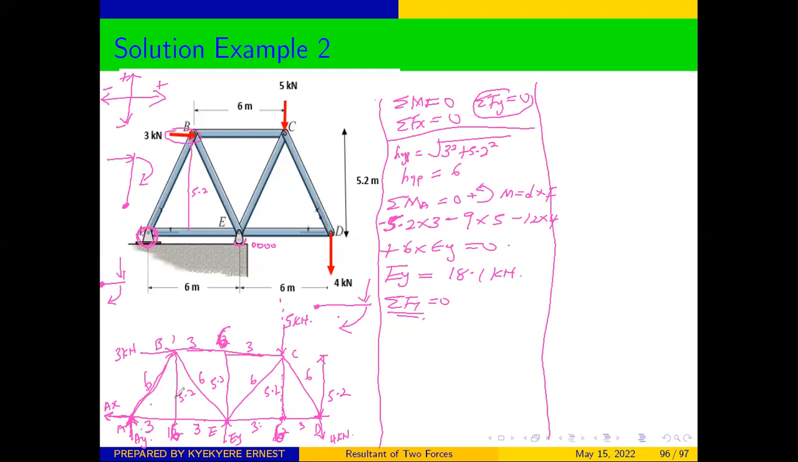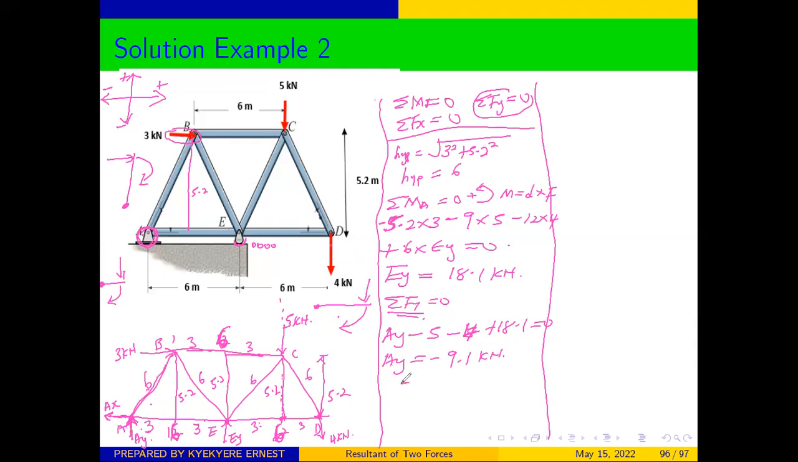Therefore, you can see that AY is moving up, so we have positive AY. This force is coming down, therefore it will be minus 5. This force is down, minus 4. Then we have plus EY, which we found to be 18.1, equal to 0. From there, you realize that our AY will be equal to negative 9.1 kilonewtons, which means that the direction we indicated here is not right. It should rather point downwards. The direction for AY should rather point downwards. Good.